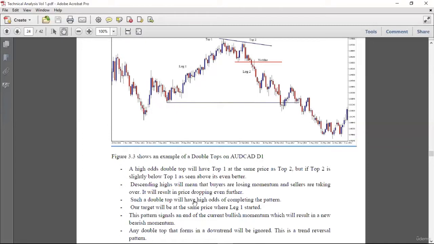Okay, such a double top will have high odds of completing the pattern. Our target will be the same price where leg one started. So if leg one started here, because this is our leg one, first top, second top, there's our leg two, just where leg one started.